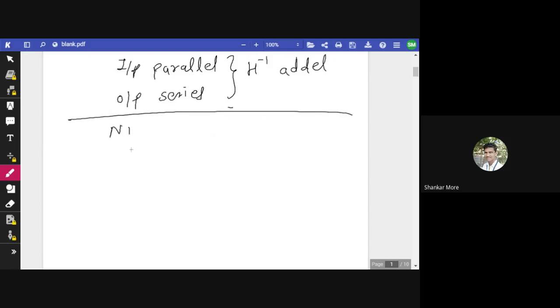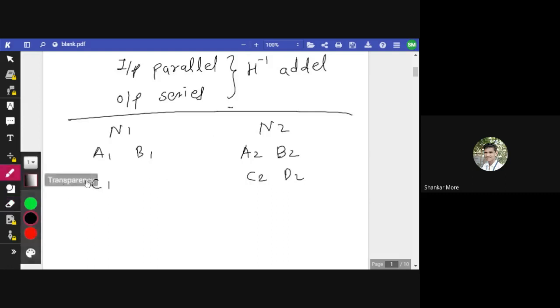There is a network 1 for which transmission parameters are A1, B1, C1, and D1. And there is network 2 for which transmission parameters are A2, B2, C2, and D2. Okay, so these two networks are in cascade. So what will it be? It will be a matrix multiplication.